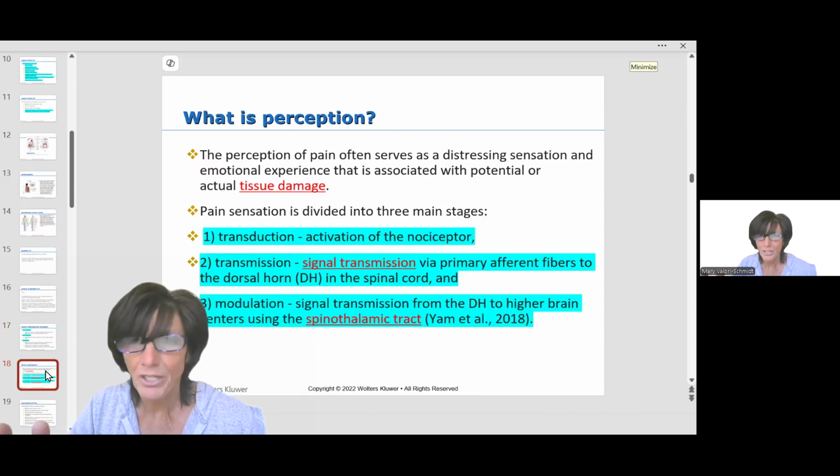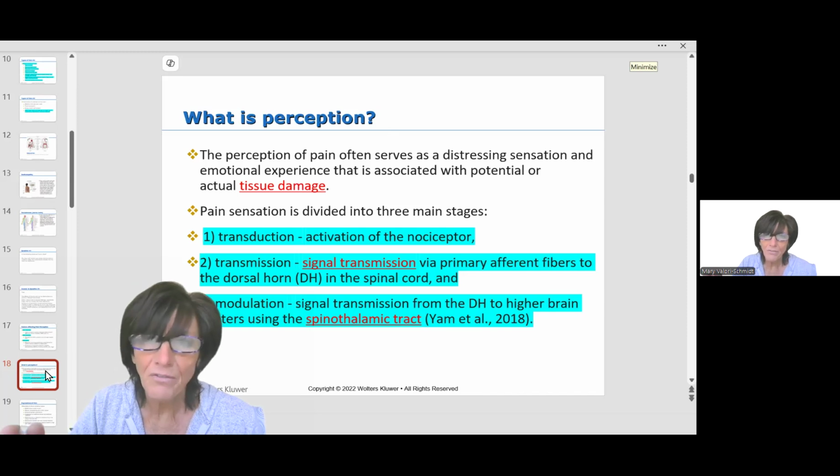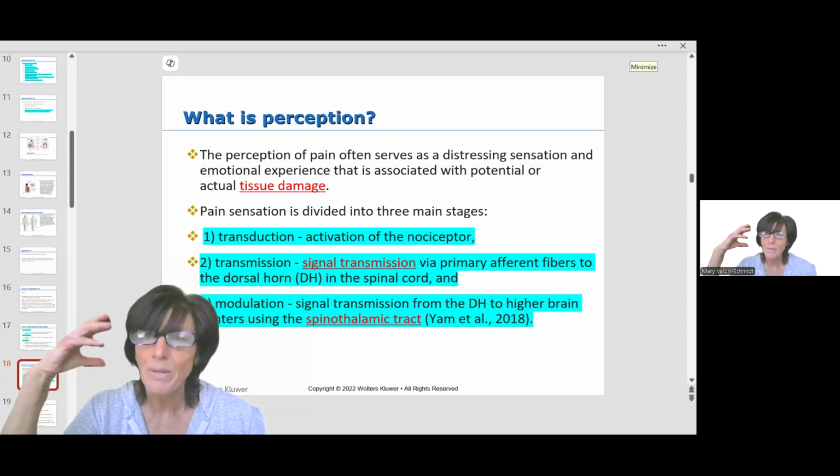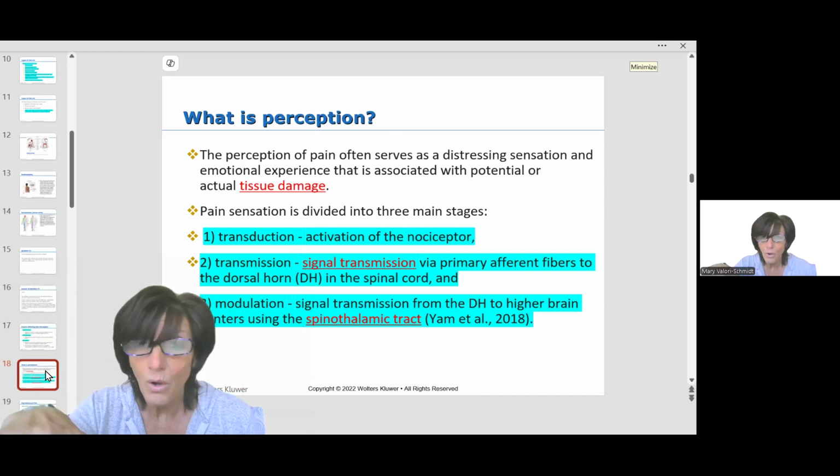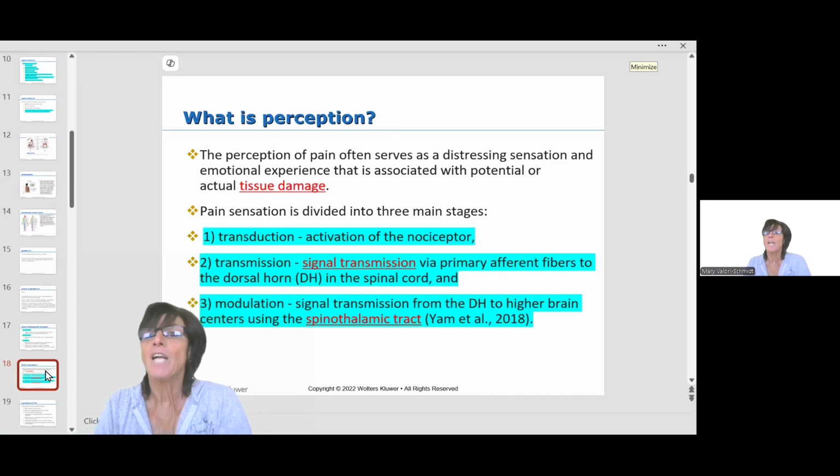What is perception of pain? So the perception of pain is the sensation and the experience associated with usually tissue damage, right? And we did talk a little bit about the transduction, which is activation of the nociceptor. In other words, I cut my arm. That's the activation, and it's transduction.